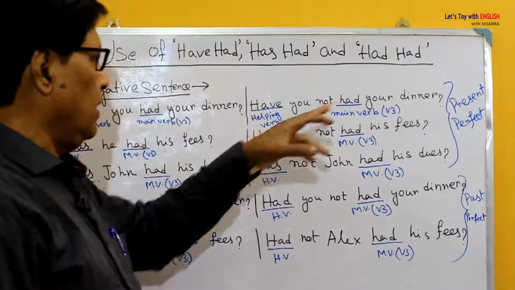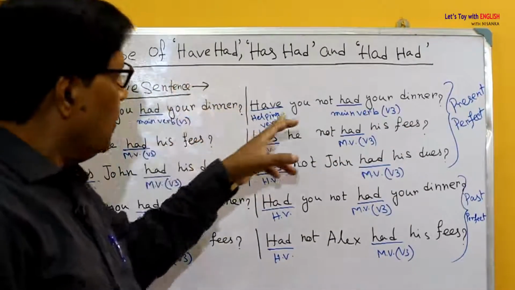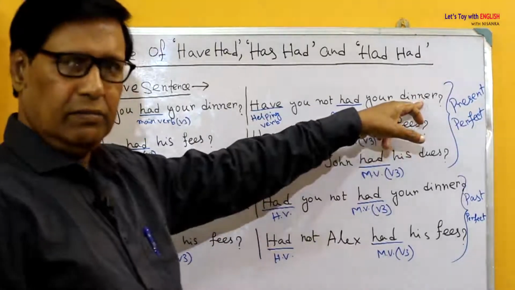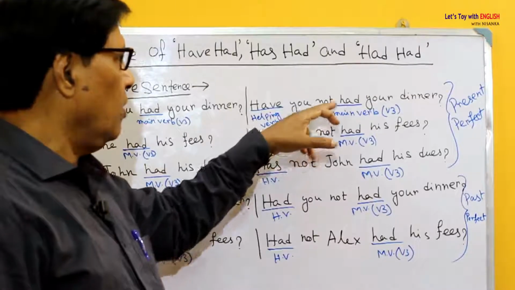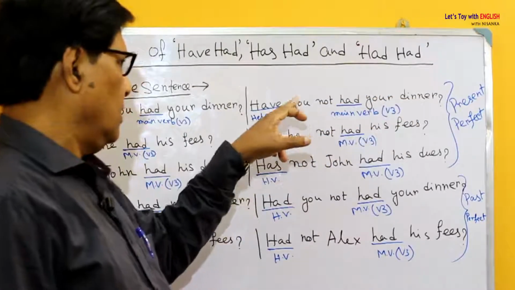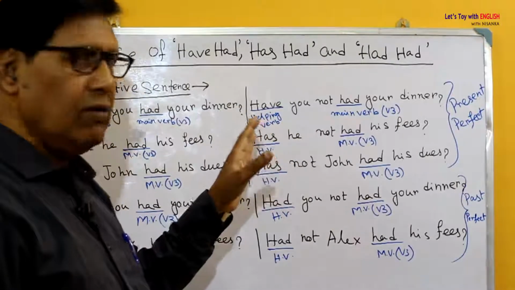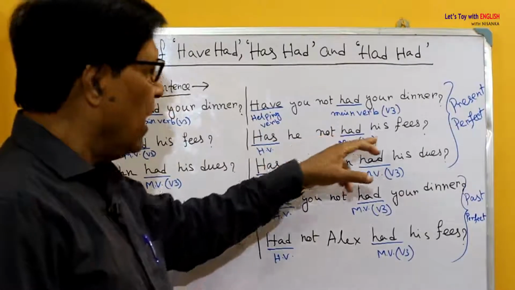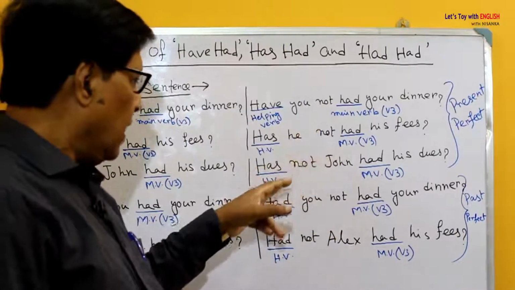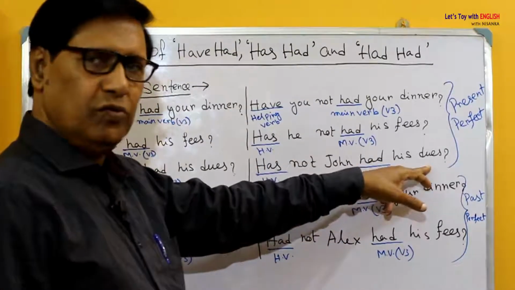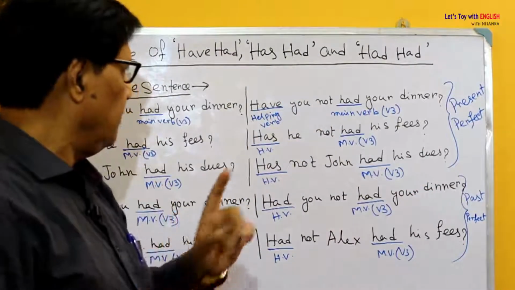First of all, the first examples are all in present perfect tense. The second part is past perfect tense. Have you not had your dinner? Whether yes or not. Have you not had your dinner? There is some difference, I will tell you later. Has he not had his fees? These are the positives, these are the negatives. Has not John had his dues? Could you see one difference there is?